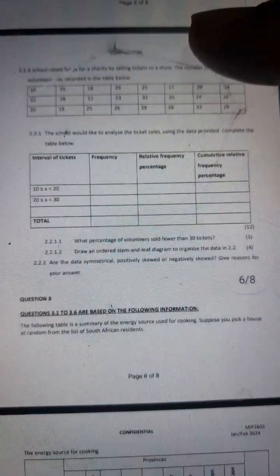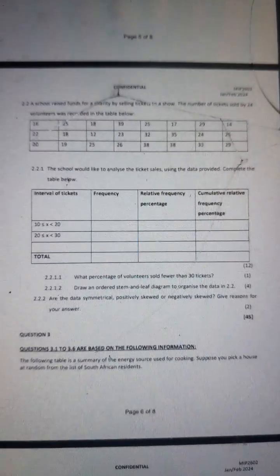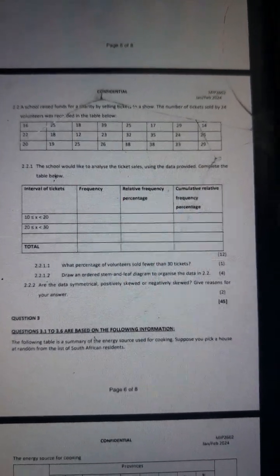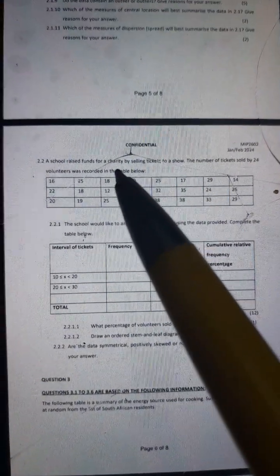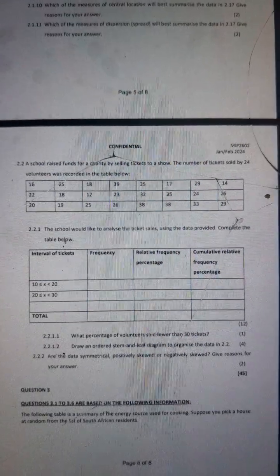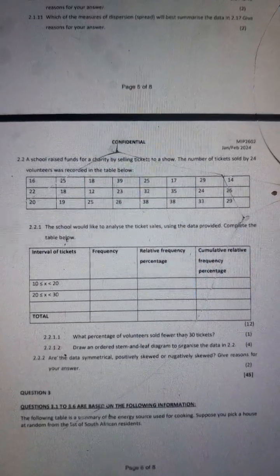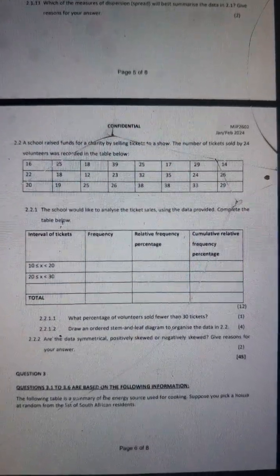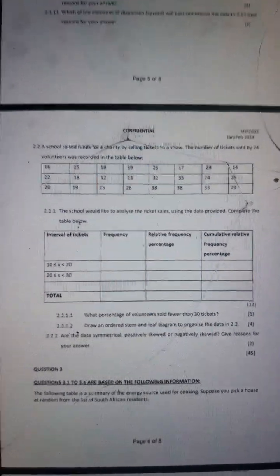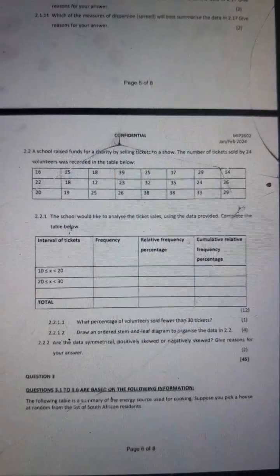Now, I want us to delve into another thing. We are going to look at grouped data now at 2.2. Let's work on it. A school raised funds for a charity by selling tickets to a show. The number of tickets sold by 24 volunteers was recorded in the table below. The school would like to analyze the tickets using the data provided. Complete the table below, and we get this beautiful 12 marks.